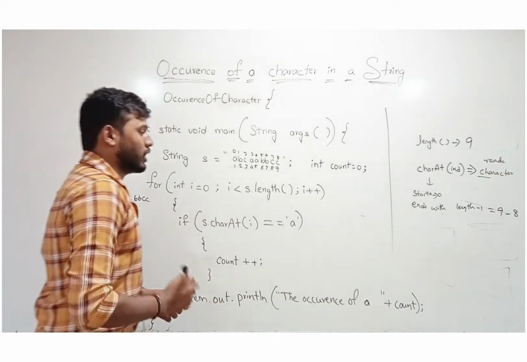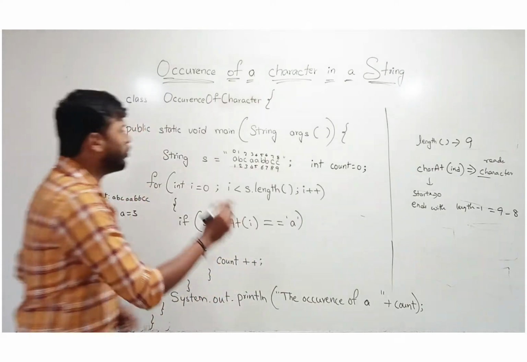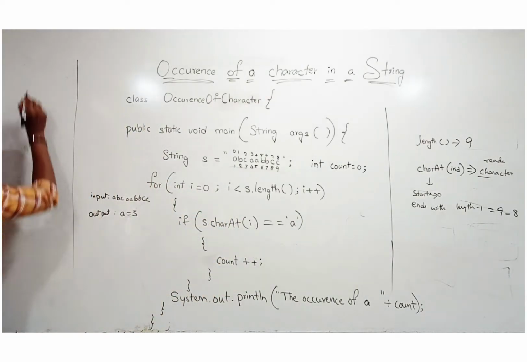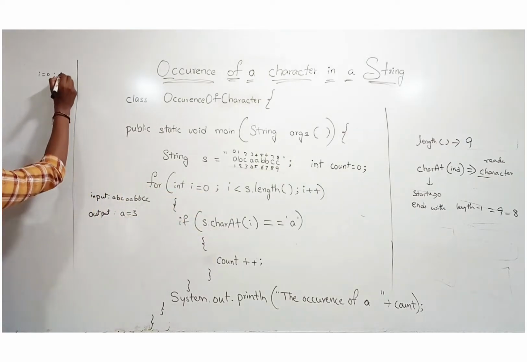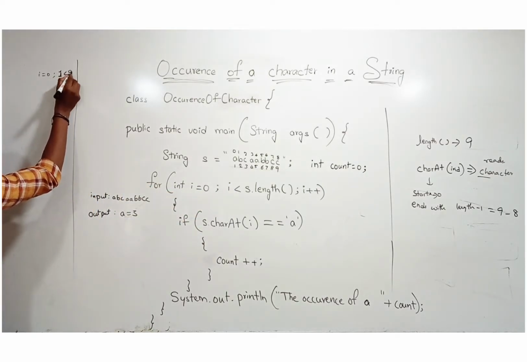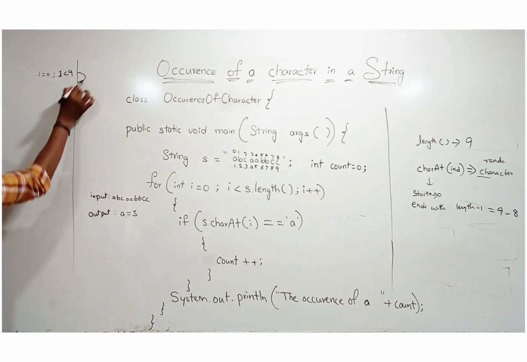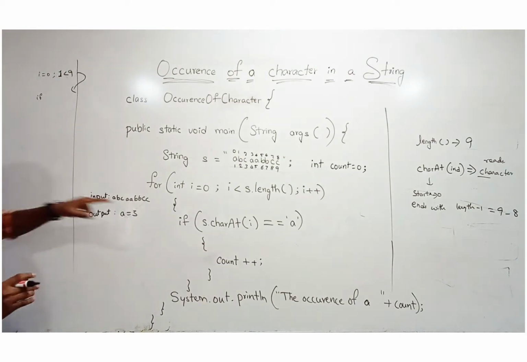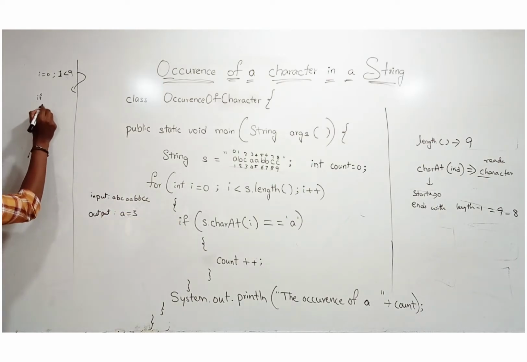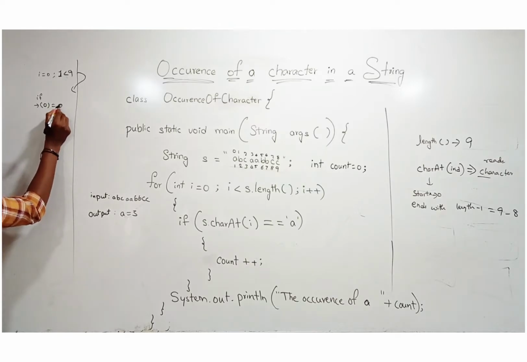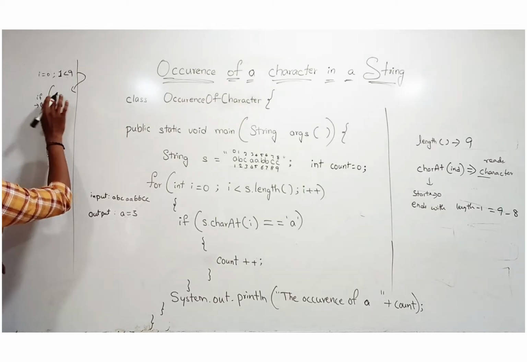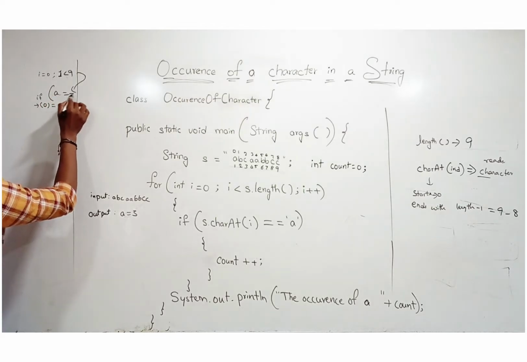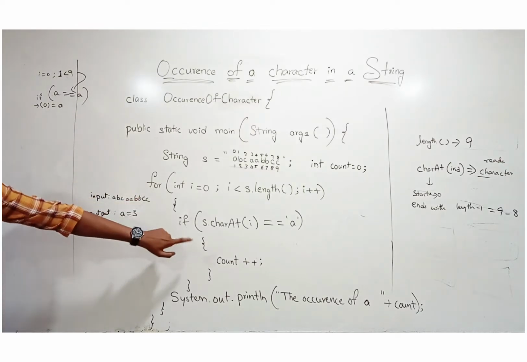Okay, now let us see the loop. First it checks loop number 1, where i equal to 0. And then, is i less than the length, 0 less than 9? The condition is satisfied. Here the if condition checks the string at index position 0. What is the character? A. So A equal to A, and the condition is satisfied.